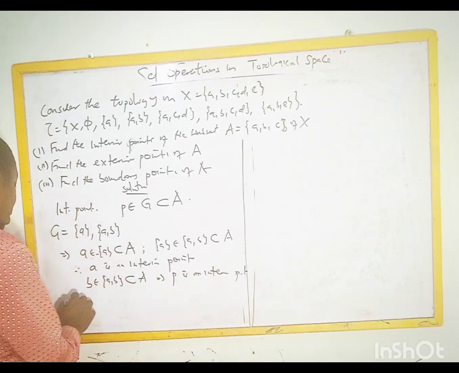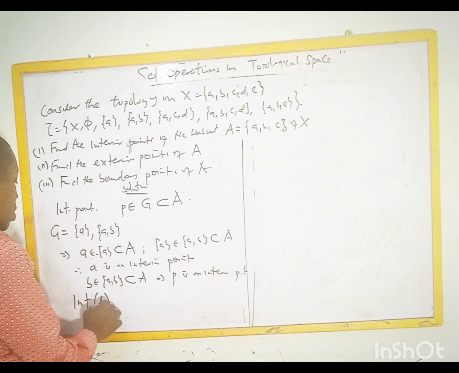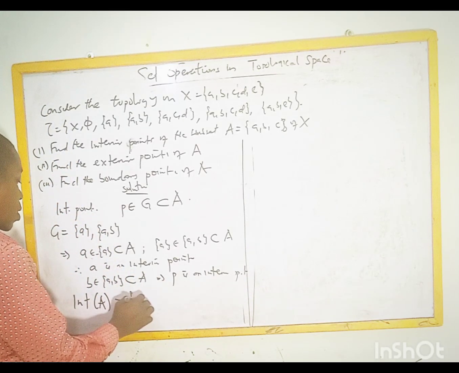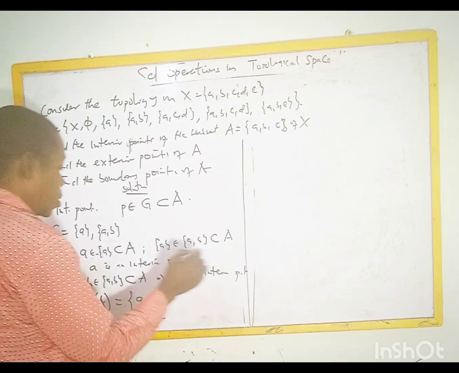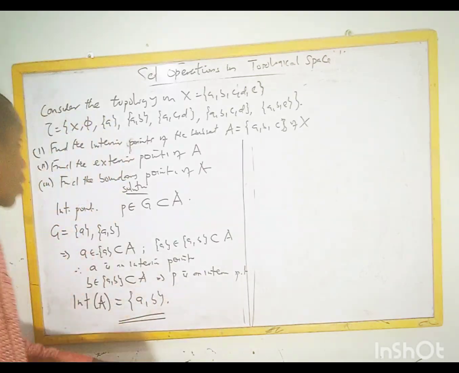So now the set of interior points of A. The interior of A will be the set of what? {a, b}. So that is how you can actually obtain that.